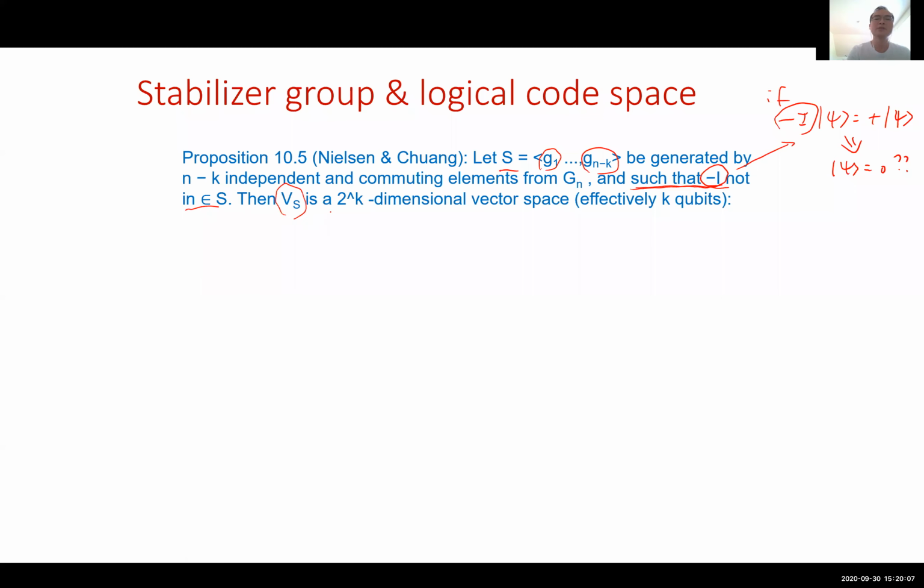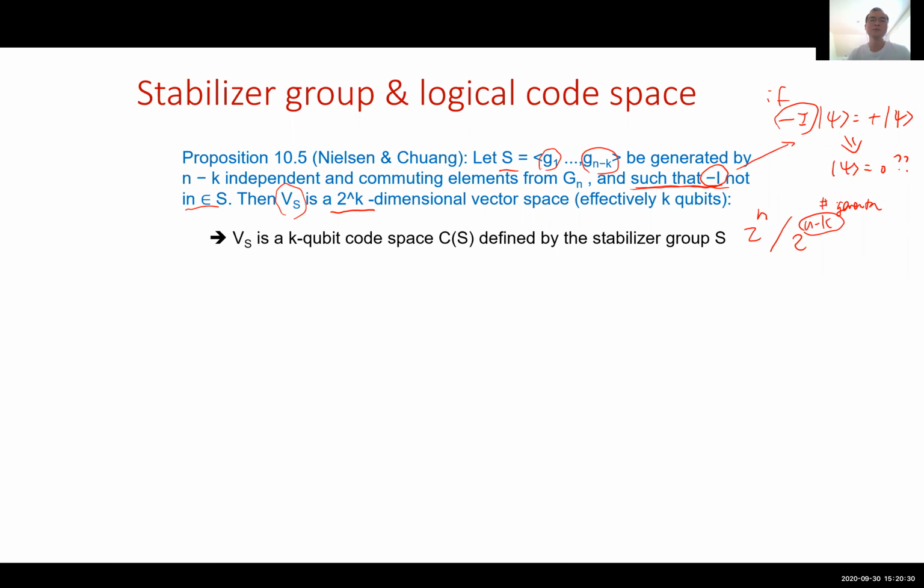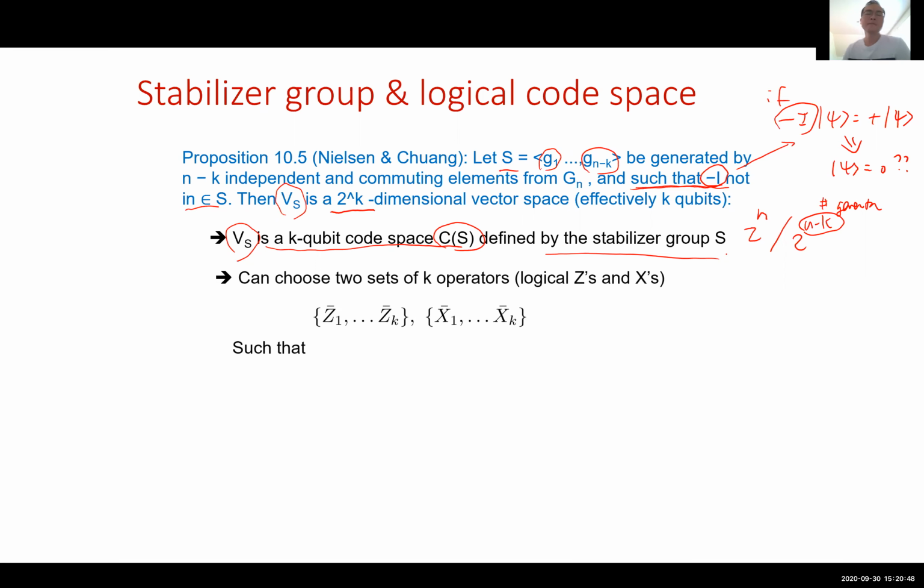Then V_S, the subspace, is a 2 to the k dimensional vector space. As I said, it's n qubits, over 2 to the n minus k, this is the number of generators. Okay, and that gives you the 2 to the k dimensional Hilbert space. That means effectively it can encode k qubits. Okay. Yeah, so this vector space V_S is a k-qubit codespace. Usually when we denote the codespace, we use C, and that's defined by the stabilizer group. Okay. And yeah, so in this, you can choose two subsets of k operators. Basically, we know they are k qubits, right? Therefore we should be able to choose k logical Z operators and k logical X operators.